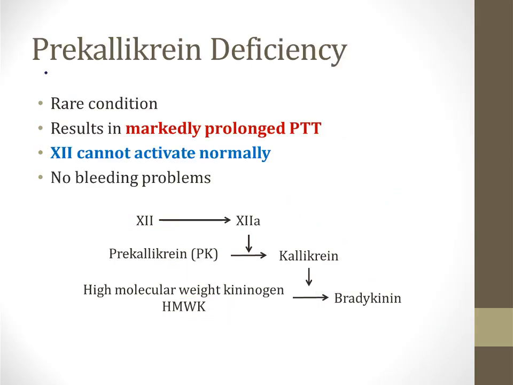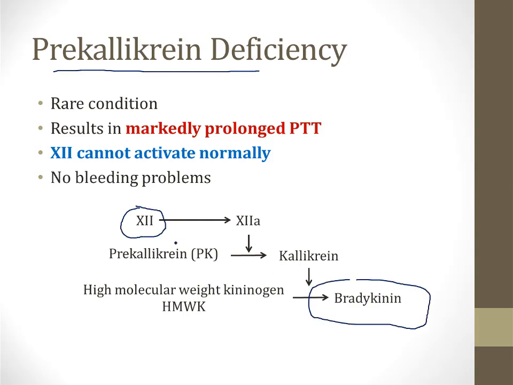There is a very rare condition where children are born with very low or absent levels of prekallikrein. It's called a prekallikrein deficiency. When this happens, factor 12 cannot normally produce bradykinin. In addition, factor 12 cannot normally activate the coagulation system. For this reason, these patients have a markedly prolonged PTT blood test, because remember, factor 12 is the basis of the PTT blood test. Interestingly, these children usually have no bleeding problems. They usually come to medical attention when someone does a routine test of the PTT.